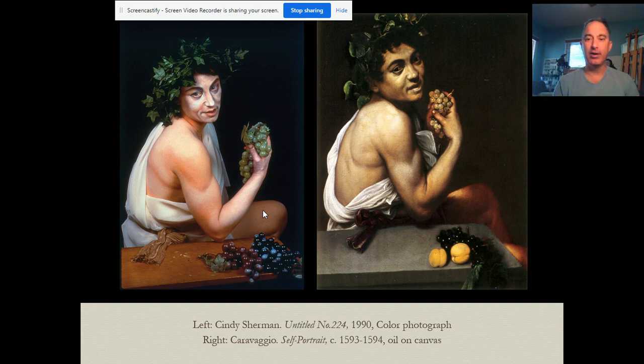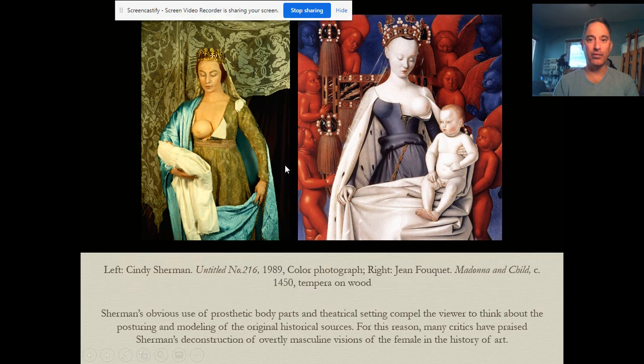And she does that again with her Untitled History image series, where we see here Caravaggio's self portrait and her transforming herself again. She is the model in the painting. We see her doing this over and over again. I love this image from Jean Fouquet's Madonna and Child from the Proto Renaissance, where we have this very male understanding of the female anatomy, which is just, well, cattywampus. And Cindy Sherman's prosthetic response to that is just hysterical.